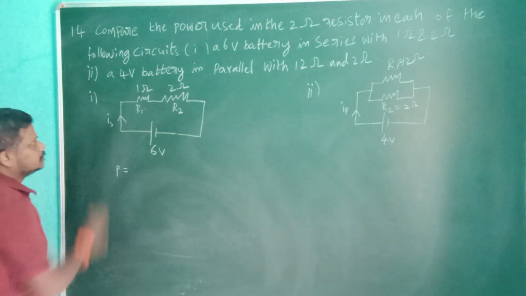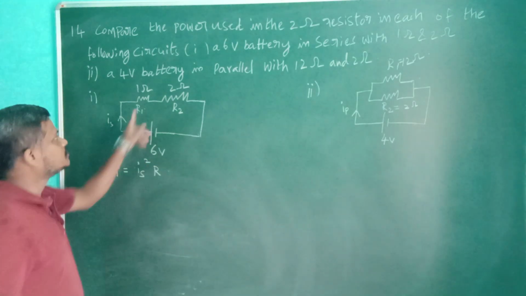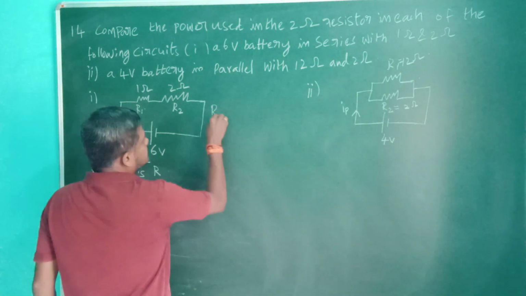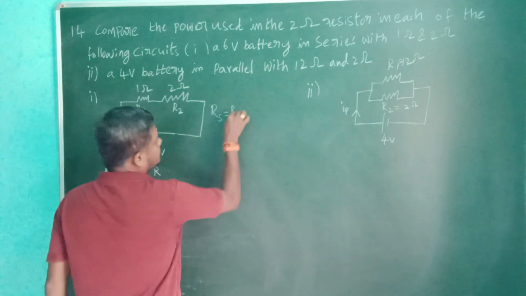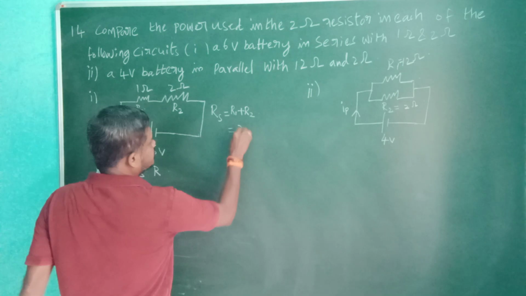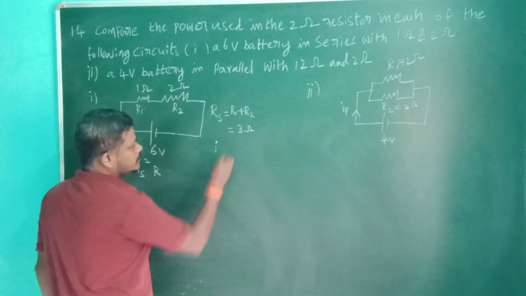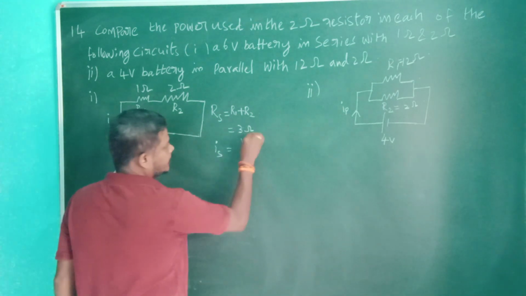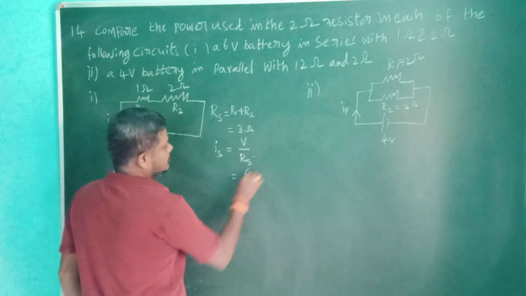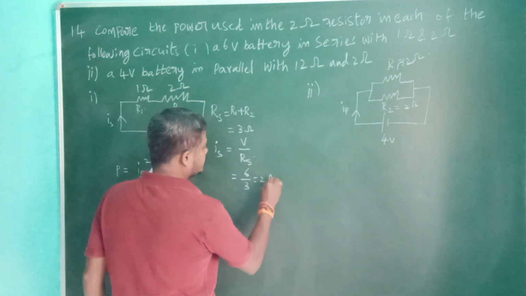Power is given by I square R. Since these two resistors are in series, the same current will be flowing, and resistance in series combination is given by R1 plus R2, that is 1 plus 2, which is 3 ohm. Then I series is given by V by R series, that is V is 6 and R series is 3 ohm, that is 2 ampere.